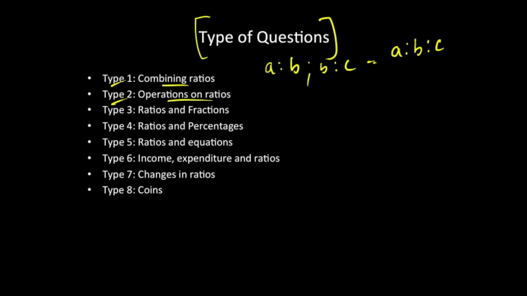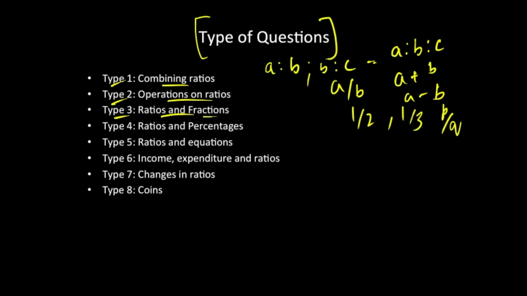In type 2 there will be some operations done on the numbers involved in the ratio. Let's say a upon b is given to us, and we'll also be given a plus b or a minus b or whatever, and based on these equations we'll be asked to find out the values of a and b. In type 3 we'll be dealing with the fractions, so we'll be given numbers such as 1 upon 2, 1 upon 3, whatever is there in the form of p upon q, and we will be asked to find out the ratios based on these fractions.